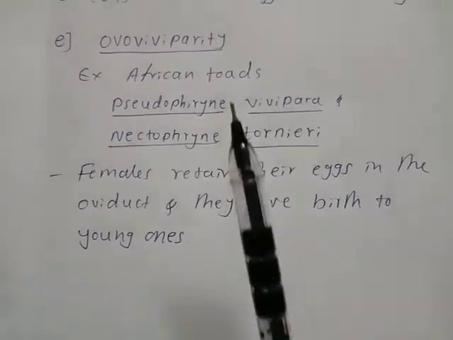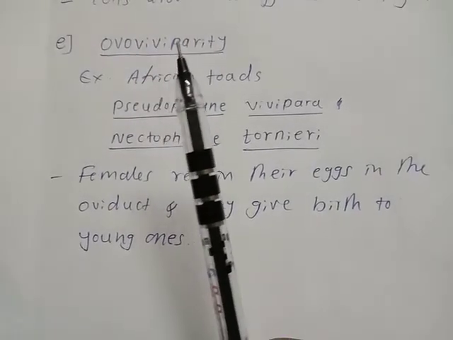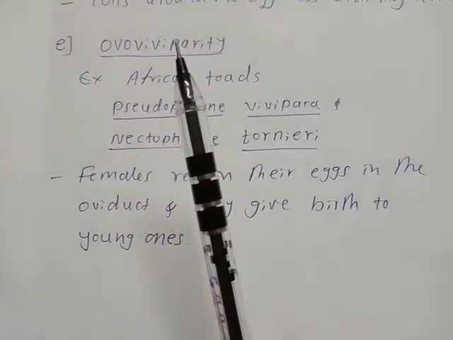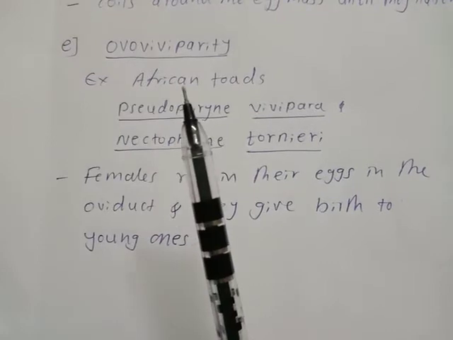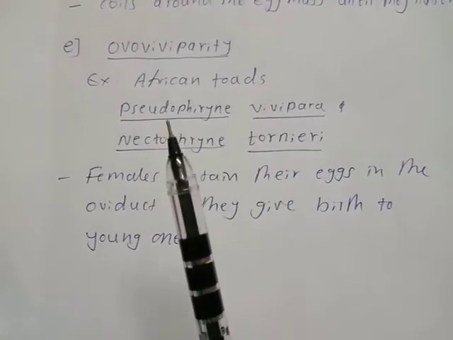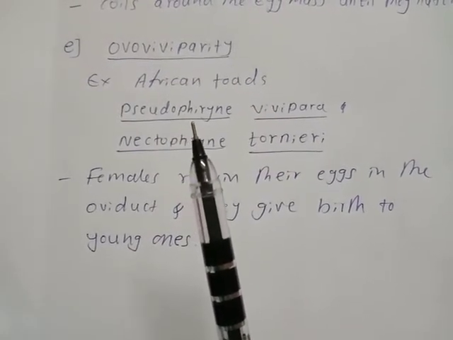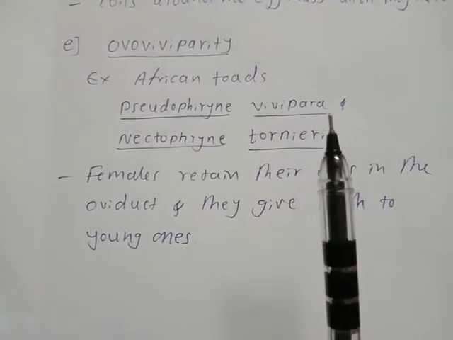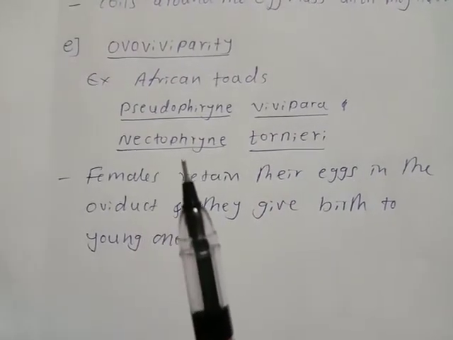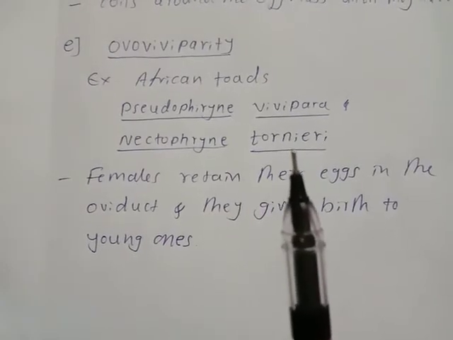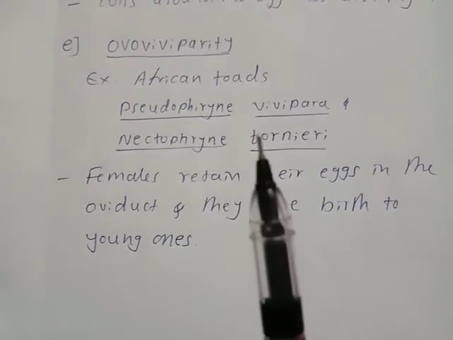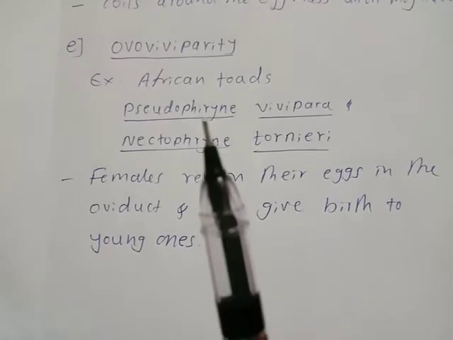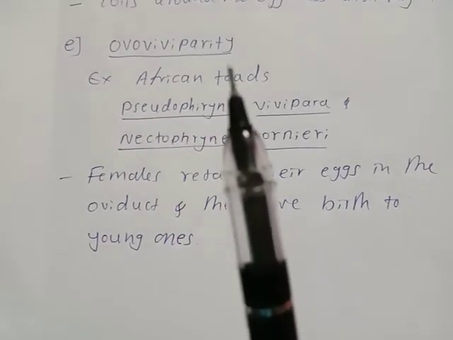And last one is ovoviviparity. Example, African toads, that is Pseudophryne vivipara and Nectophrynoides tornieri. So these are the examples of ovoviviparity.